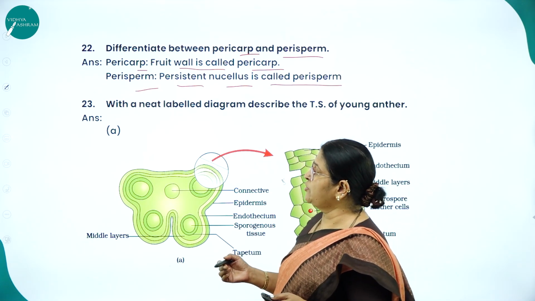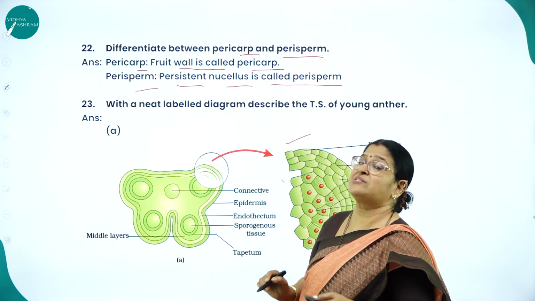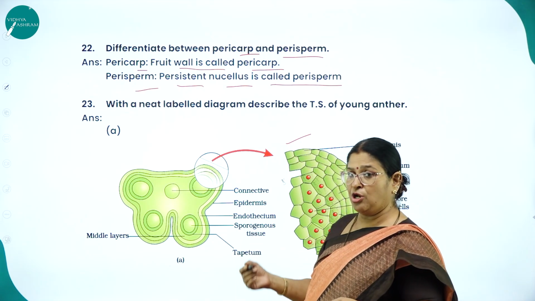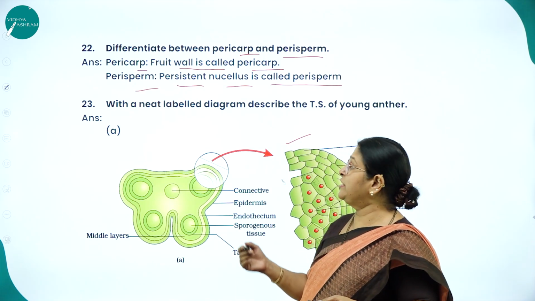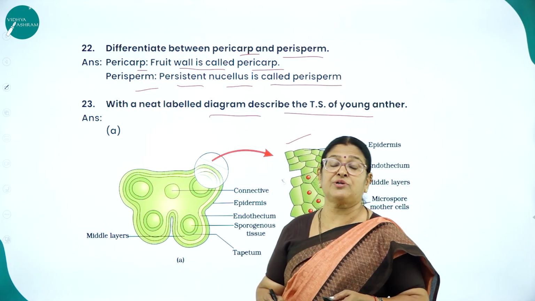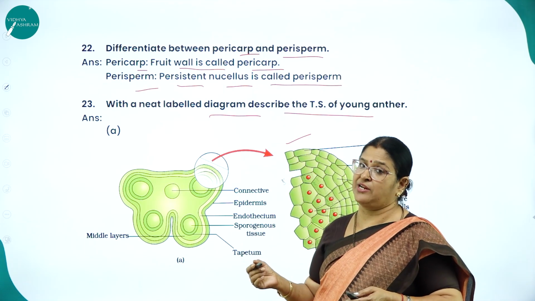Moving on to question number 23, which is a very important diagram. Very, very important. It is the most probable question that is asked for the long answer type, with a neat labeled diagram: describe the TS of a young anther. So it is a 5-mark question. If only the diagram was asked, it was a 3-mark question.